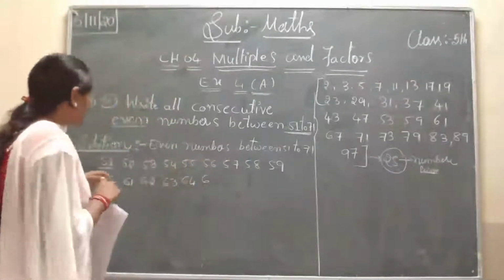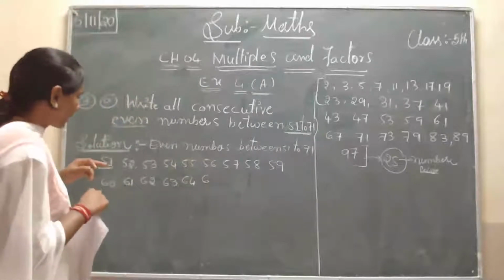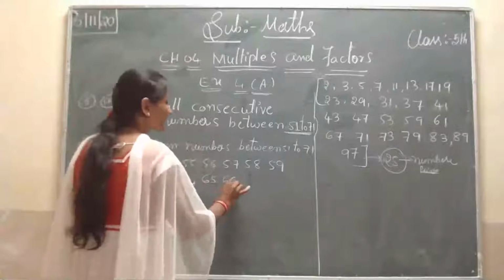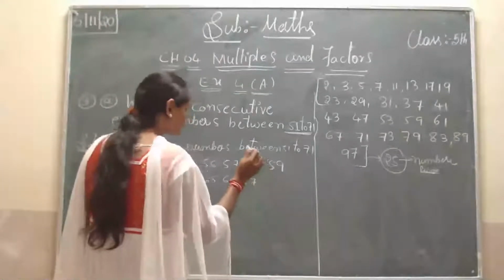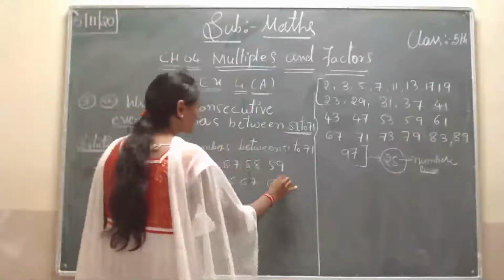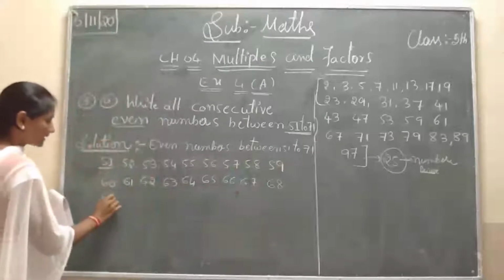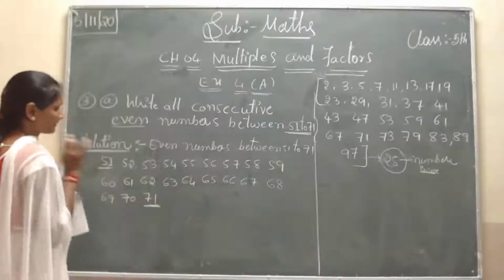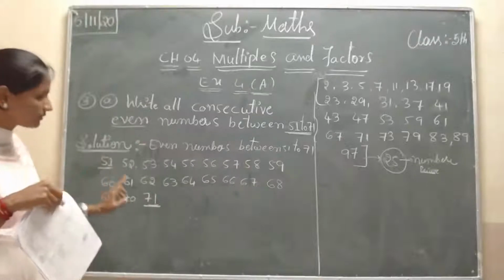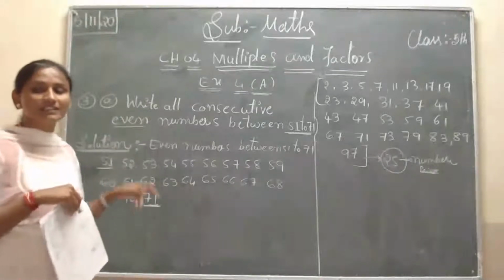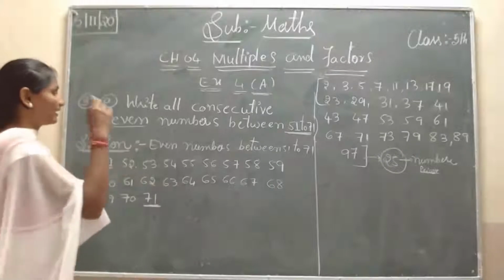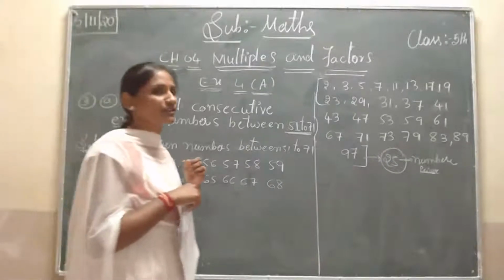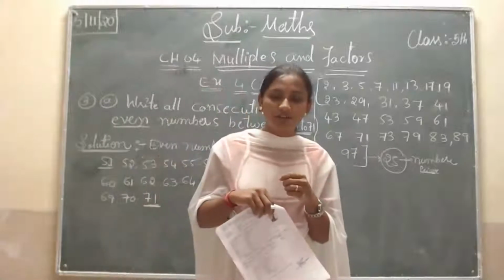Okay. So now the 52, 53, 54, and the 62, 63, 64, 65, 66, 67, 68, 69, 70. Between 51 to 71, you have to identify the even numbers. So even numbers means you just have to recall the definition of even. Just one second you have to recall it.